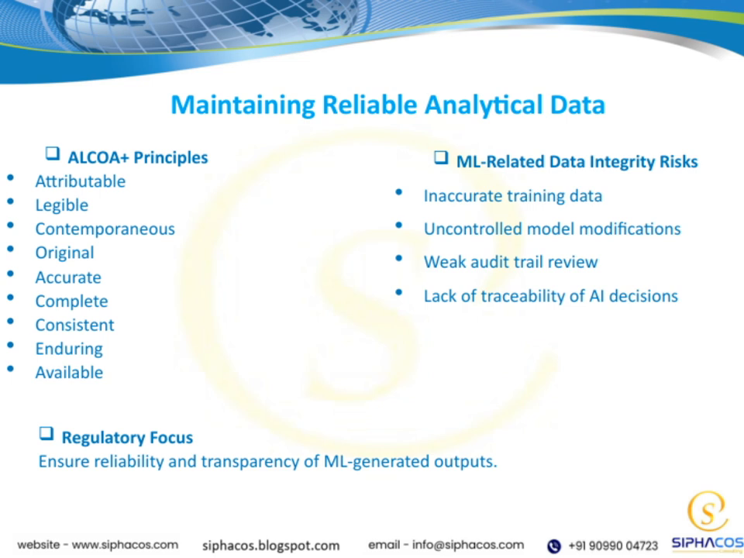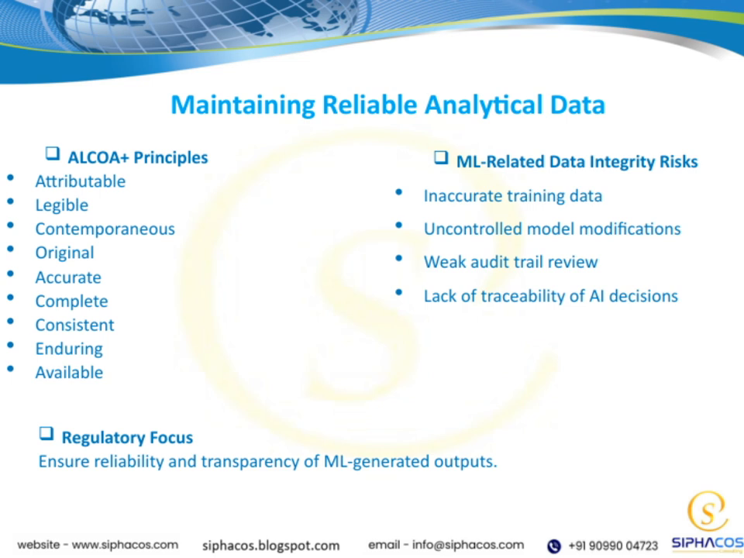Now, there are specific risks related to data integrity in ML that we should be aware of. Inaccurate training data can lead to flawed results, so quality control at the data collection stage is essential. Uncontrolled model modifications pose another risk, as changes to the model without proper oversight can compromise its reliability. Similarly, a weak audit trail review makes it difficult to trace how decisions are made or to identify issues, which is problematic from a compliance perspective. And finally, lacking traceability of AI decisions can hinder accountability and transparency.